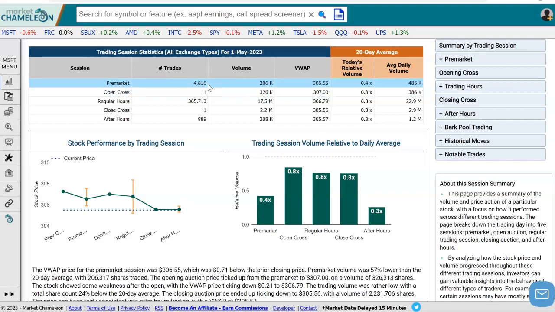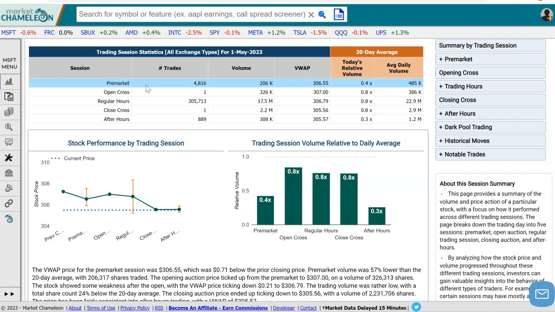Over here, we have the pre-market. We have the number of trades, the total volume in the pre-market, the VWAP price, which is the volume weighted average price. And next to it, we have some historical stats showing us the 20-day average volume in pre-market for Microsoft and today's relative volume, taking the volume for today, dividing it by the 20-day average to get a relative volume.